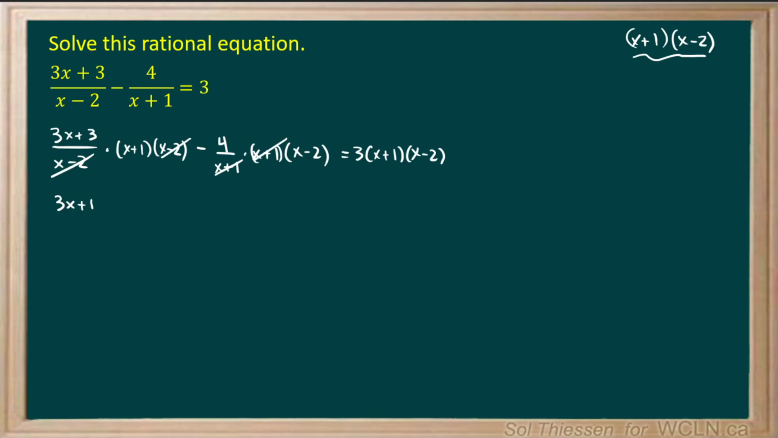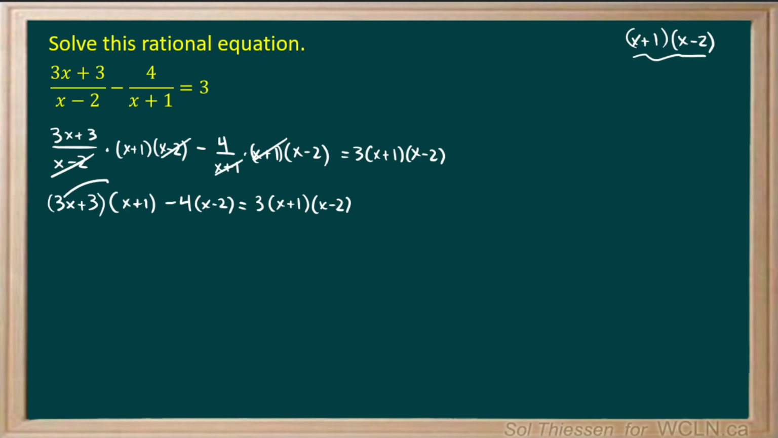3x plus 3 times x plus 1, minus 4 times x minus 2, equals 3 times x plus 1 times x minus 2. So now we're going to expand these brackets. On the left, we'll do some foiling.